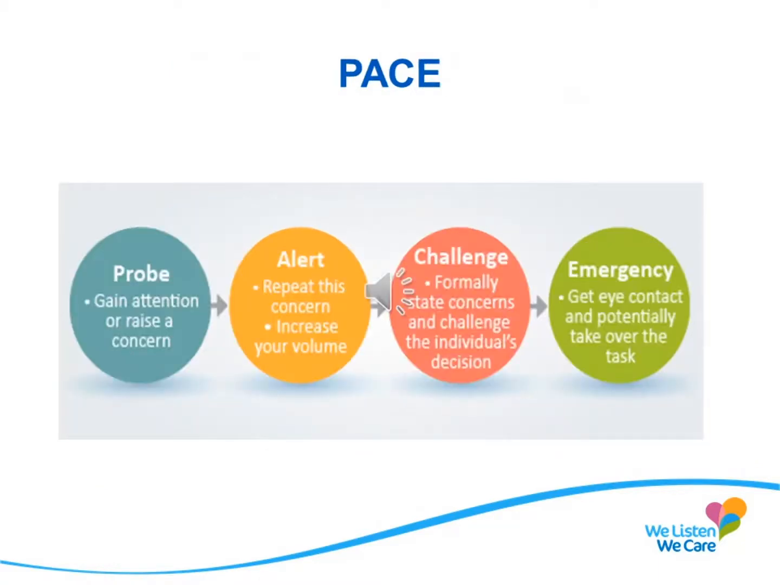The PACE tool frames how we can escalate our concerns. Firstly, probe: gain attention or raise the concern. Next, alert: repeat the concern, increase your volume. The next is challenge: formally state your concerns and challenge the individual's decision. And then emergency: get eye contact and potentially take over the task or escalate to someone else.